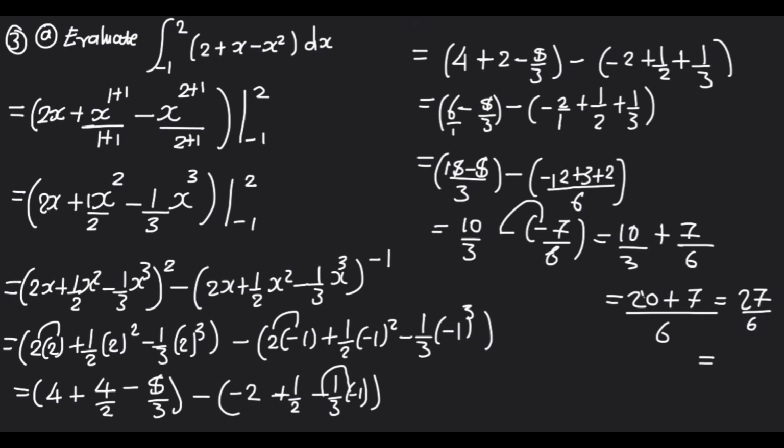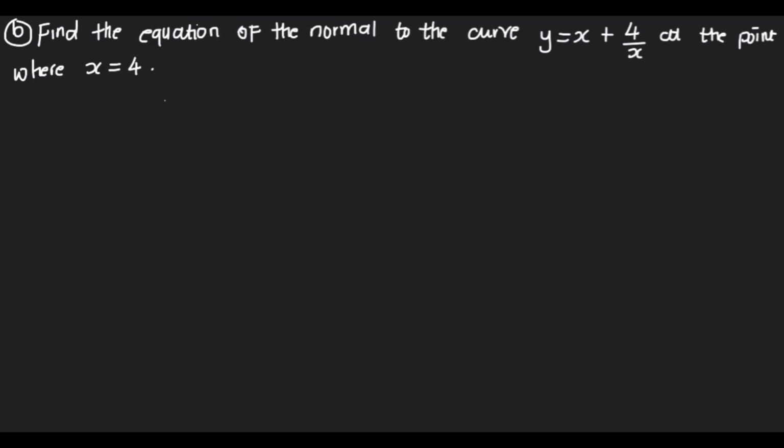So we can reduce this, what number is common? 3 is common, so 3 into 27 is 9 over 3 into 6, that is 2. So 9 divided by 2 is just 4.5. So this is our final answer for this problem. So we move on to question B.